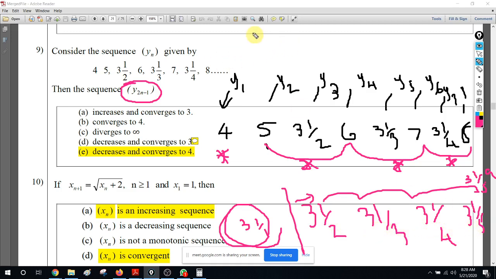So that means this is decreasing. This is decreasing, right? Or maybe eventually decreasing, but anyway, it's decreasing. So therefore, decreasing must be part of the answer. Is it convergent?